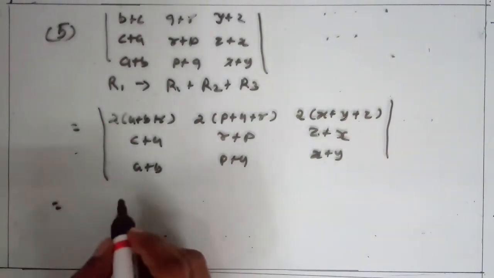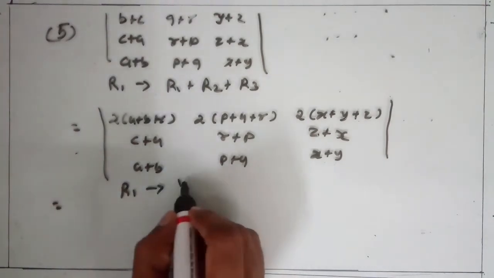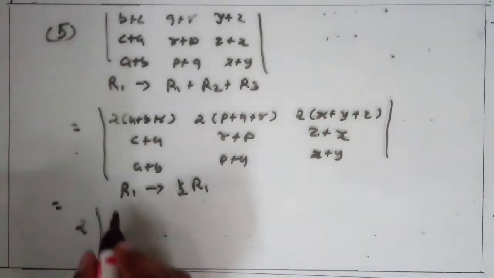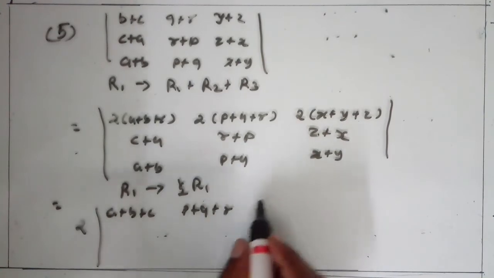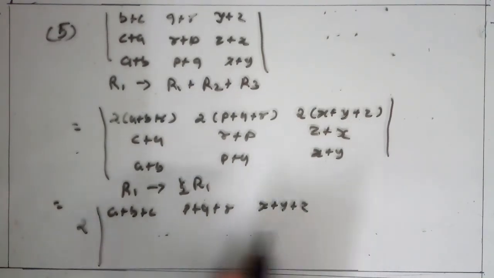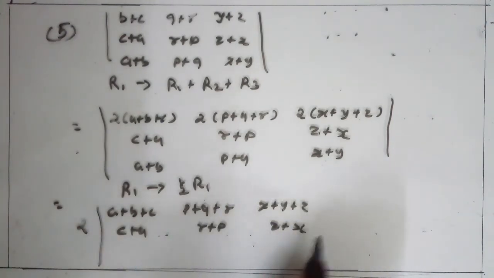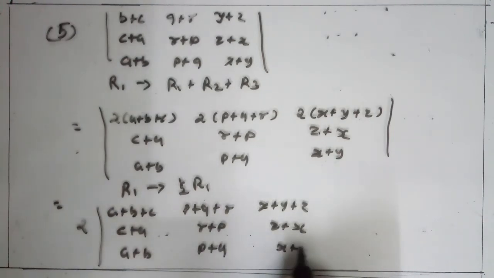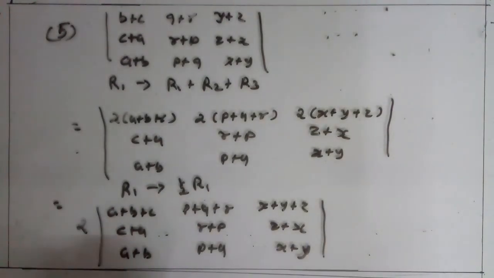Now R1 implies 1 by 2 R1. That means taking common 2 from the first row. Here we get 2 into A plus B plus C, P plus Q plus R, X plus Y plus Z, C plus A, R plus P, Z plus X, A plus B, P plus Q, and X plus Y. Clear? Ayush, keep watching how we solve this.